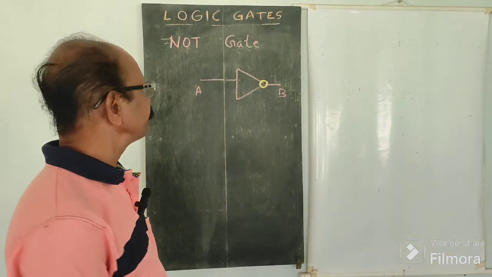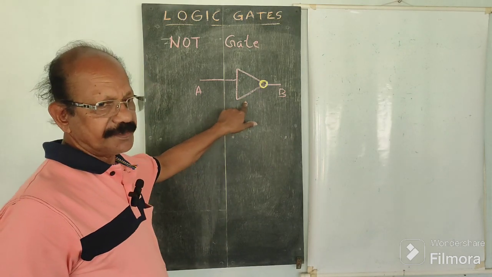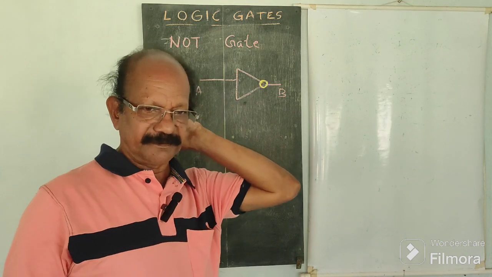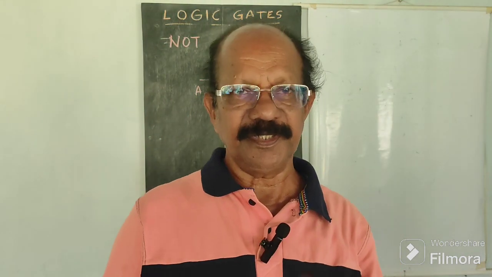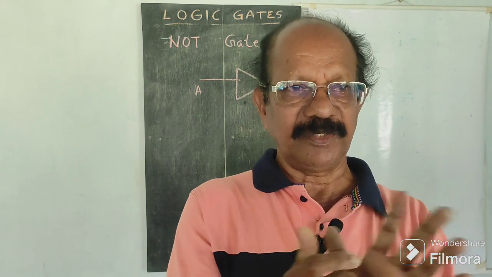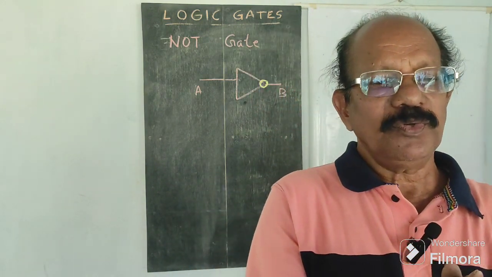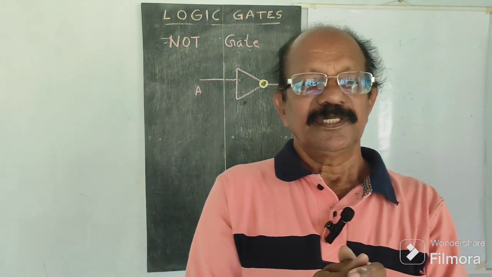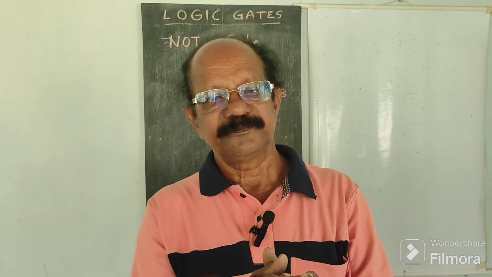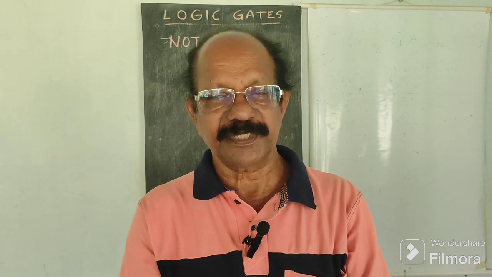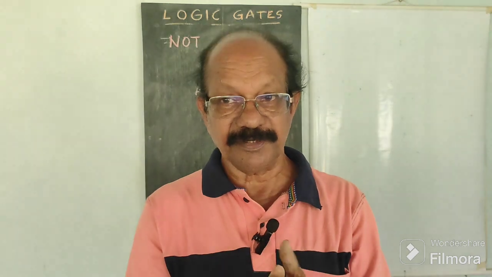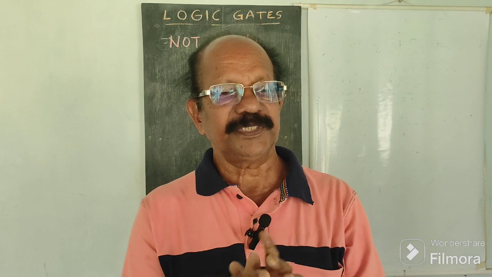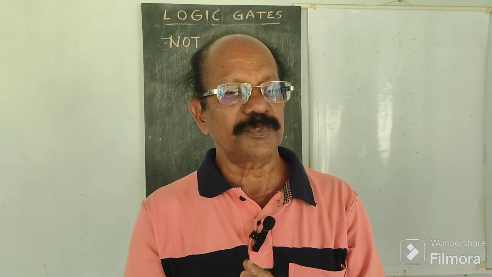Now the NOT gate. The logic symbol is this. Here is a bubble, meaning opposite. Whatever we are giving, its opposite value will be given. It is so called because the output is not the same as the input. It is also called an inverter, not the power inverter. It is a logic inverter because it inverts the input signal. It has one input, one output.